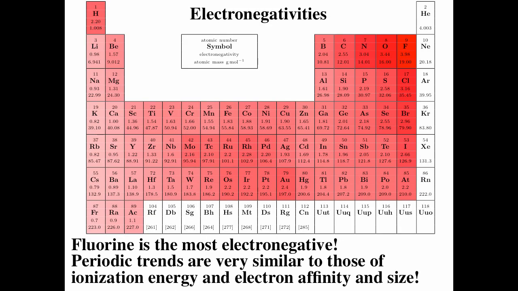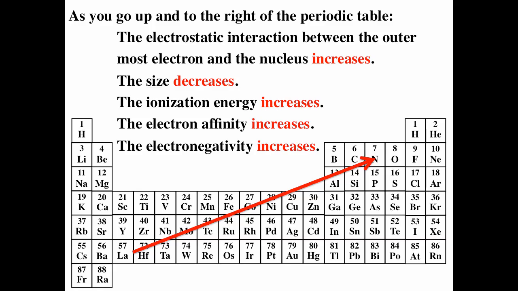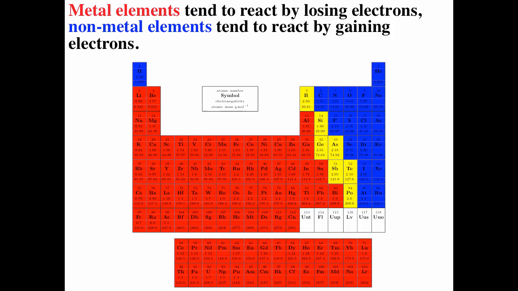And so this periodic table is colored based on electronegativity. We notice that fluorine is 3.98, basically 4. Francium is 0.7. Fluorine is the most electronegative element. And so all these are consistent. As you go up and to the right, the strength of the electrostatic interaction between the outer electrons and the nucleus increases. And so the size decreases, the ionization energy increases, electron affinity increases, and electronegativity increases. And again, that's consistent with the periodic table.